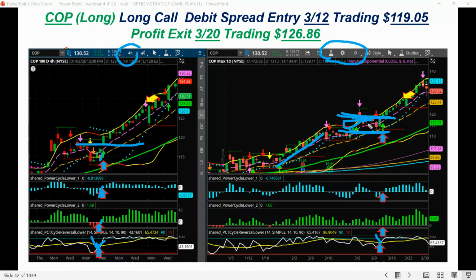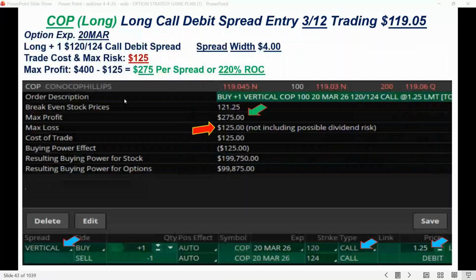So this was done with a call debit spread. And so here's what it looked like. So here's the kind of the risk profile of the trade. So this was using the 20 March series. This was on the 12th of March. Conoco was trading about 119.05. So this went out using that 20 March series about 10 days out and bought the 120, 124 call debit spread.